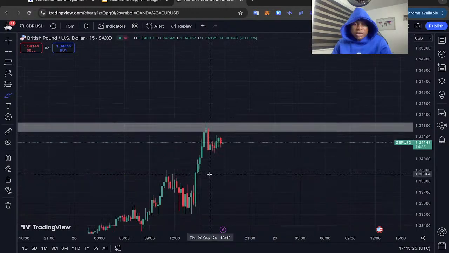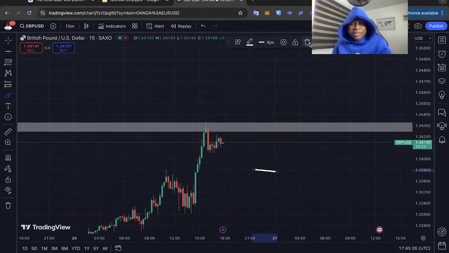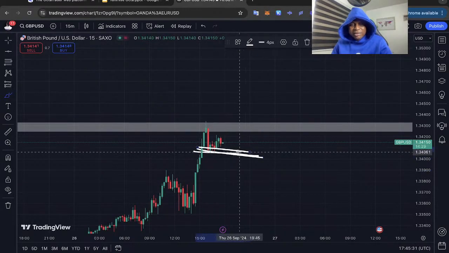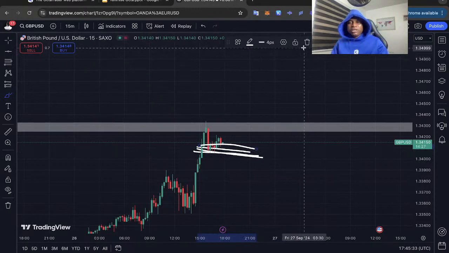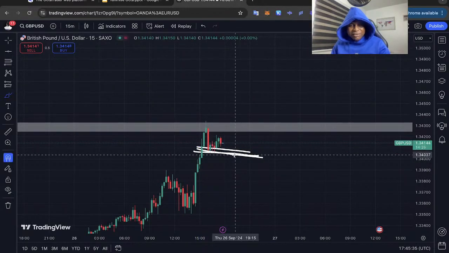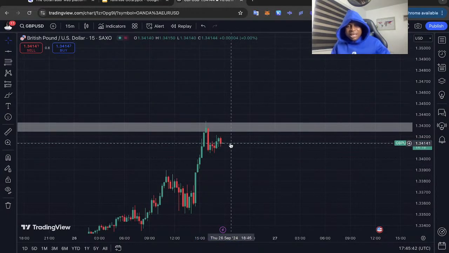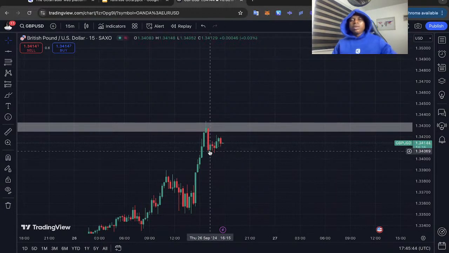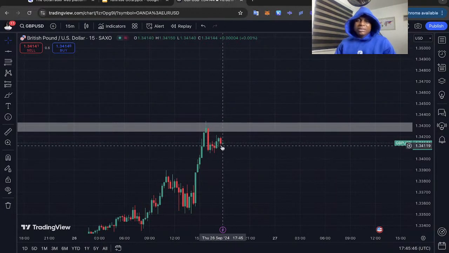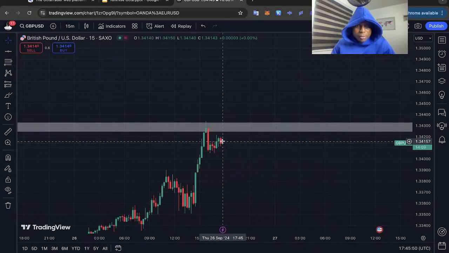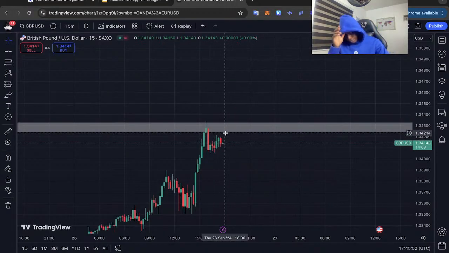Okay, so of course we can already see that even on the 15 minutes, momentum is already building up at that level. So it's becoming very significant in the lower time frame. This level is creating some upside momentum.